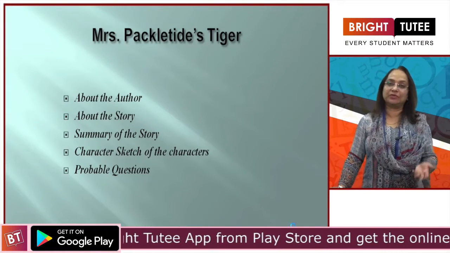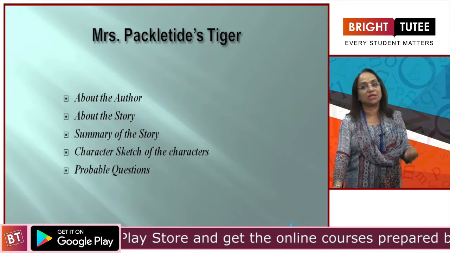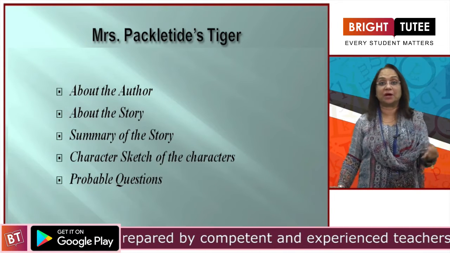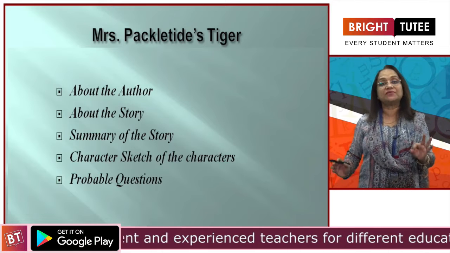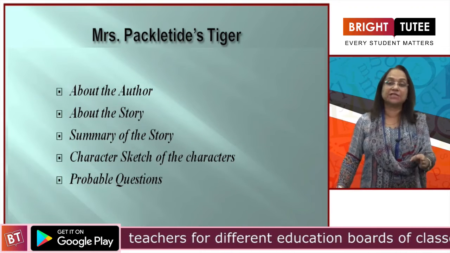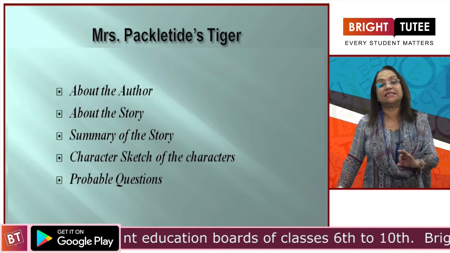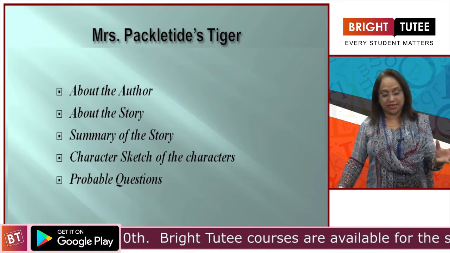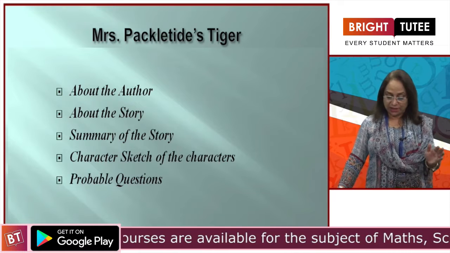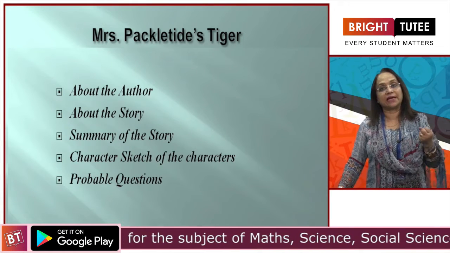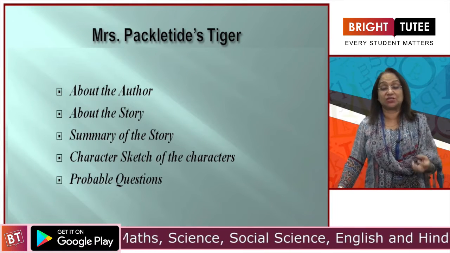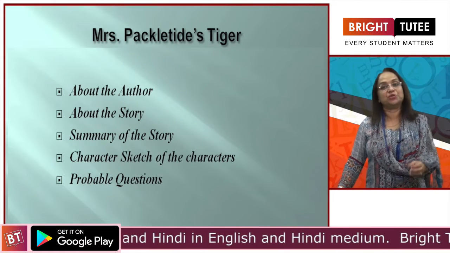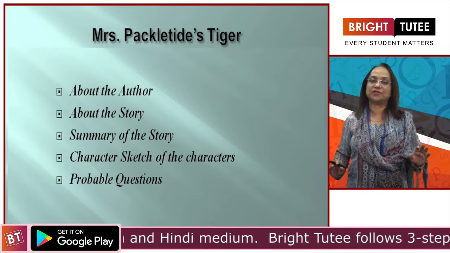As usual, when we talk about this lesson, we will first talk about the author, then we shall talk about the story. What is the story about? Then we shall do a brief summary of the story. After that, we shall do the lesson in detail, wherein I shall explain every line in detail with the word meanings, etc. Once we are done with that, we shall then talk about the character sketch or the character traits of some of the important characters of this lesson. Finally, we shall do the probable questions and come to the end of the lesson.